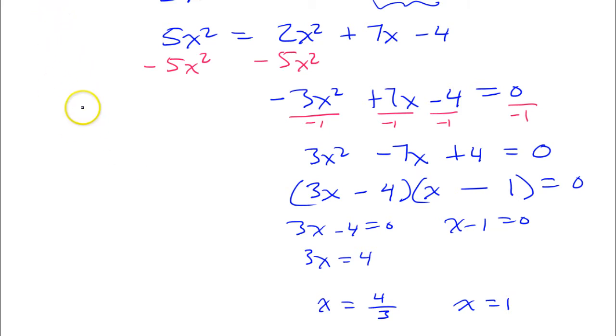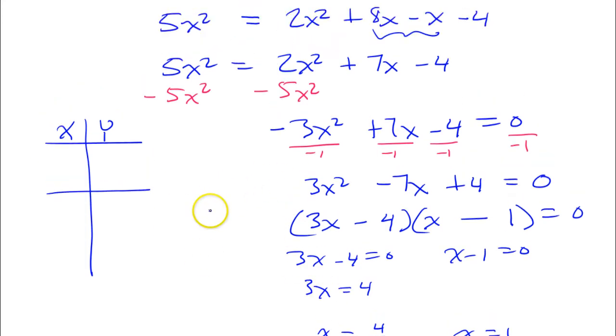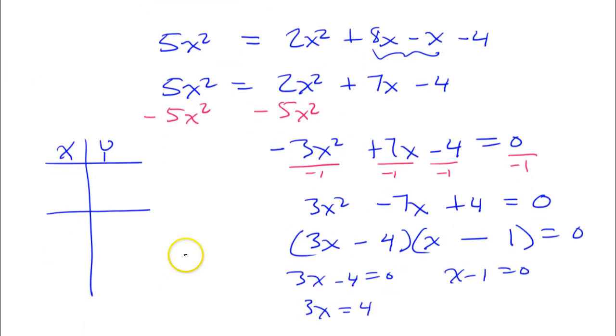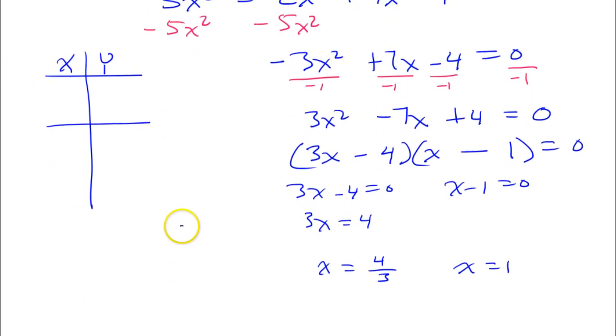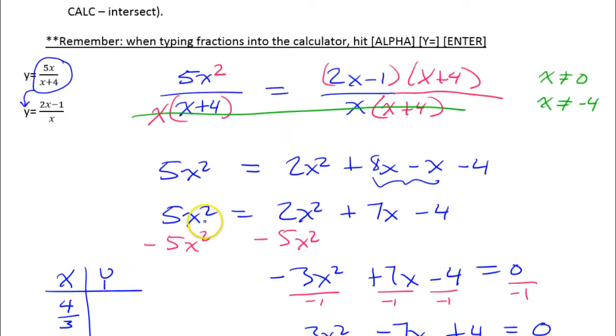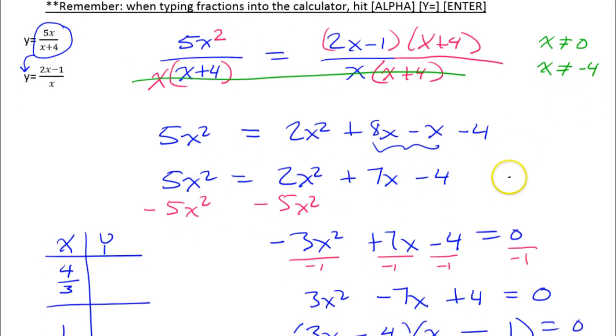Now, remember, a key difference between simply solving an equation and solving a system of equations is that for a system of equations, you have not only x's but also y's. So these solutions will be ordered pairs with x's and y's. So I have these two x values, 4/3 and 1. I need to find the y values that go with them. By the way, are any of these excluded? No, so we're good.